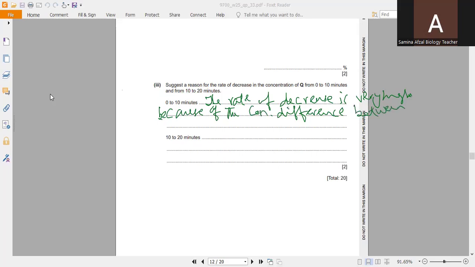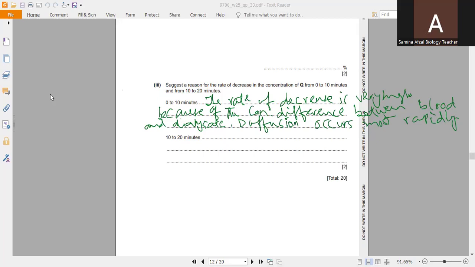between blood and dialysate. So diffusion occurs most rapidly.